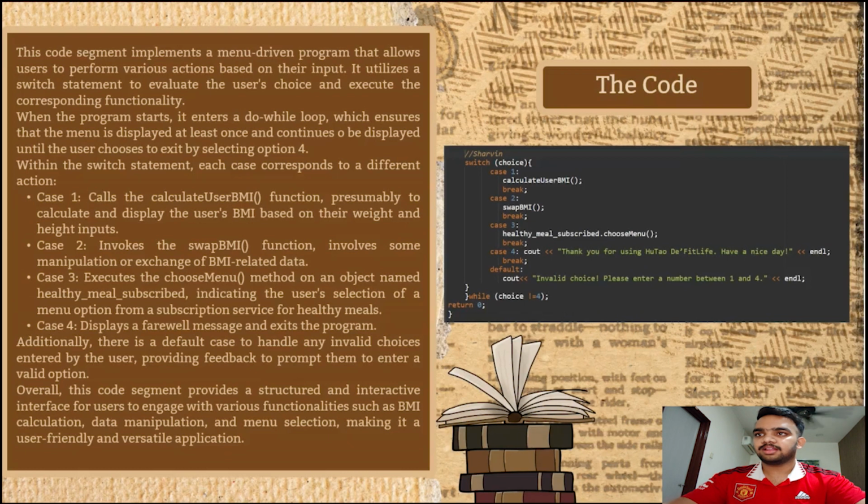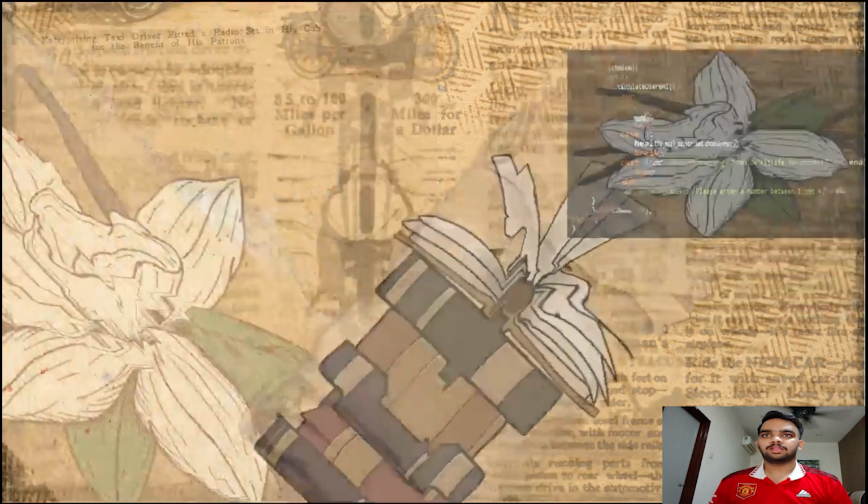The fourth and last case displays a farewell message and exits the program. Additionally, there is a default case to handle any invalid choices entered by the user, providing feedback to prompt them to enter a valid option. Overall, this segment provides a structured and interactive interface for the user to engage with various functionalities such as BMI calculation, data manipulation, and menu selection, making it a user-friendly and versatile application.